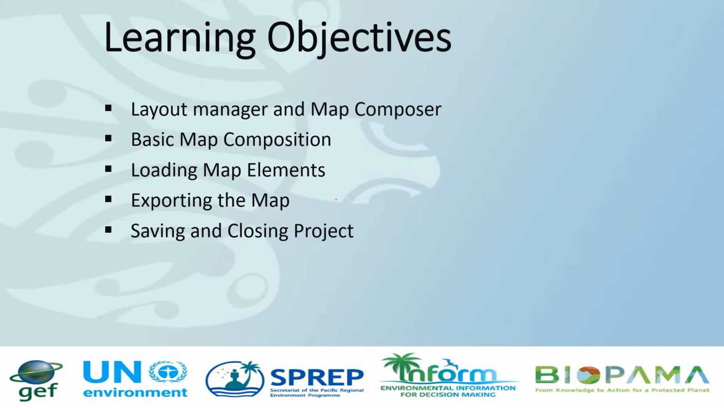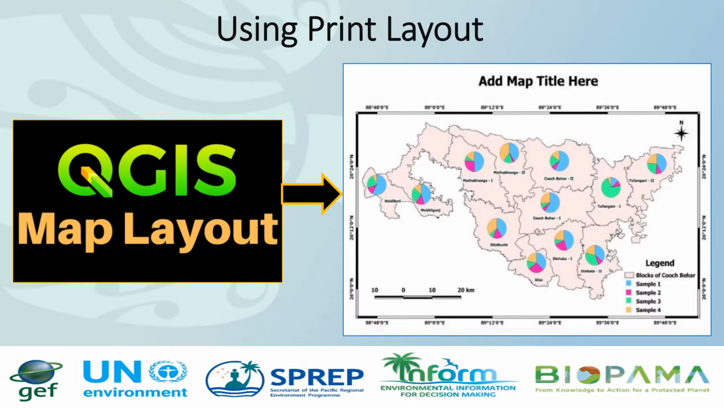The learning objectives for Module 4 will focus on map layout and print composer, basic map composition, exporting and saving your map in different formats, and closing your QGIS project for future use. The QGIS print layout will enable you to create a basic map with all the required settings.